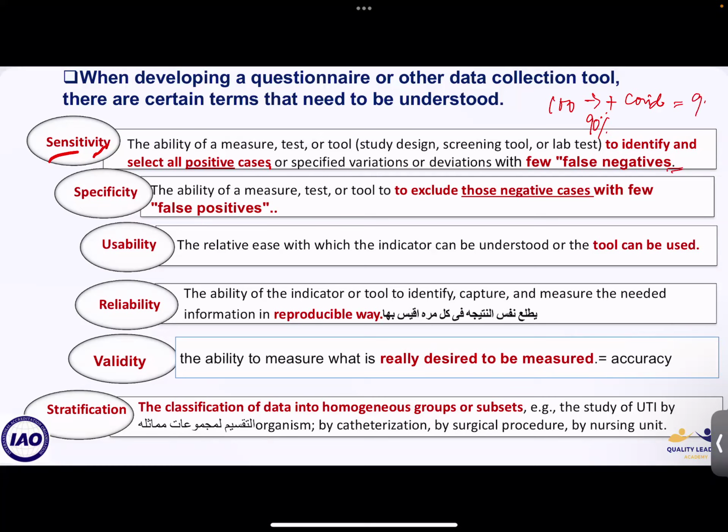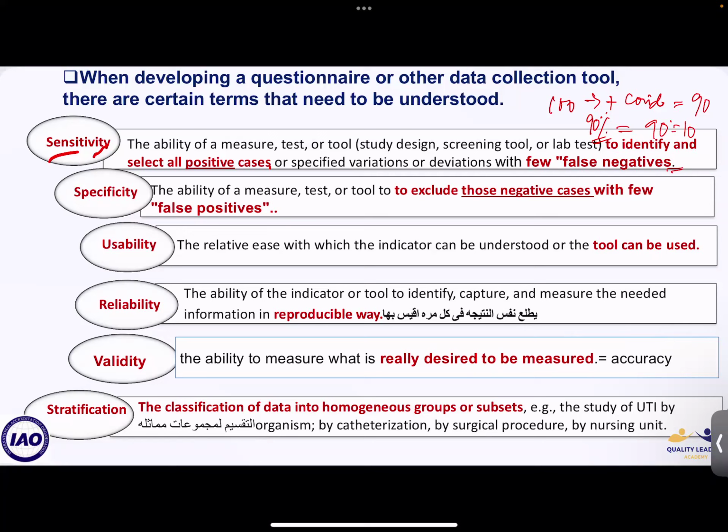90 are positive, and 10 are false negatives. Very good, it will identify 90 as positive. What about the remaining 10? What will it classify them as? False negative. Very good. It is false negative because I told you all 100 are positive. So if sensitivity is 90%, it will detect 90 positive cases and the remaining are 10 false negatives.